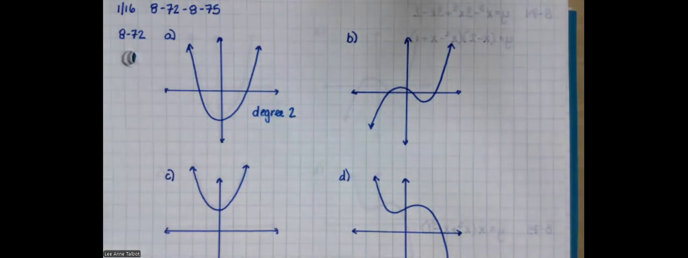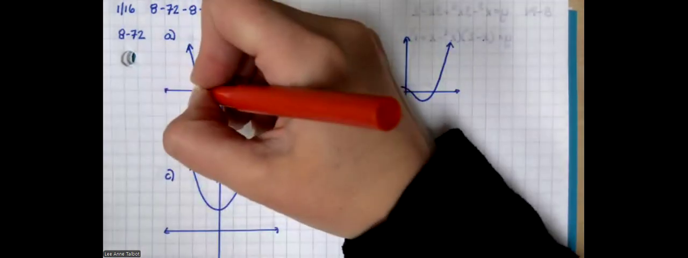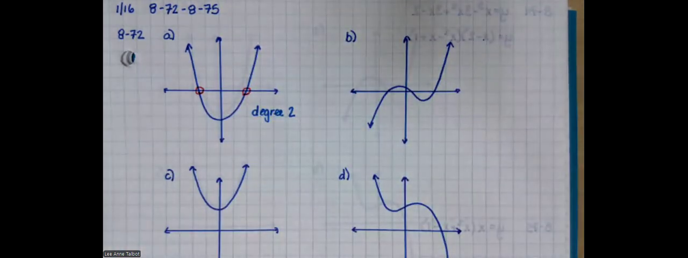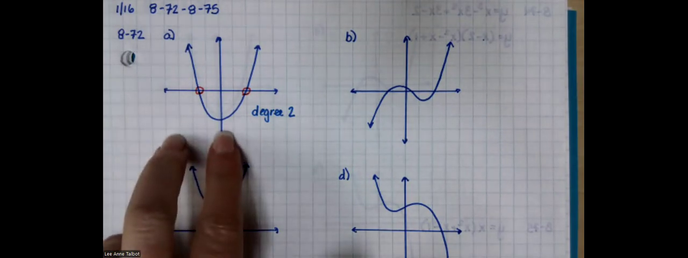Okay, now I'm going to take my red pen and I'm going to find the x-intercepts, which I also call roots, which I also call zeros. But those are my x-intercepts.